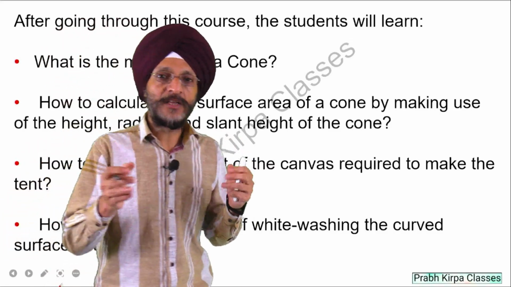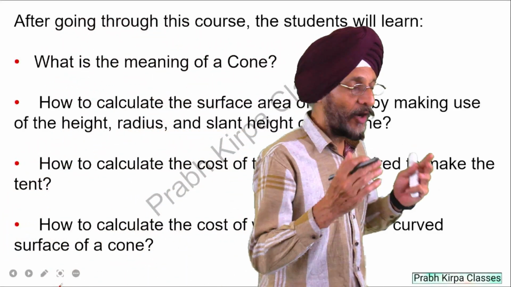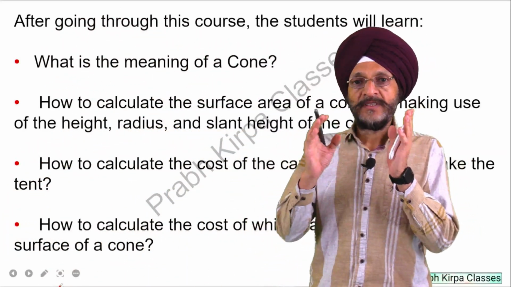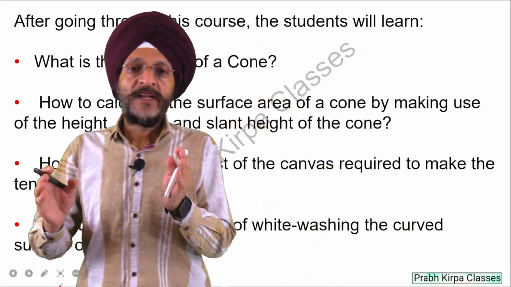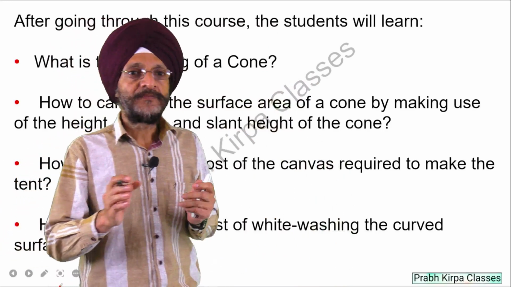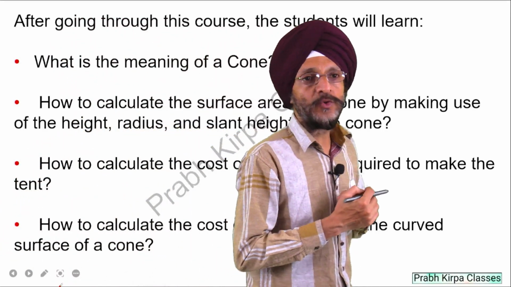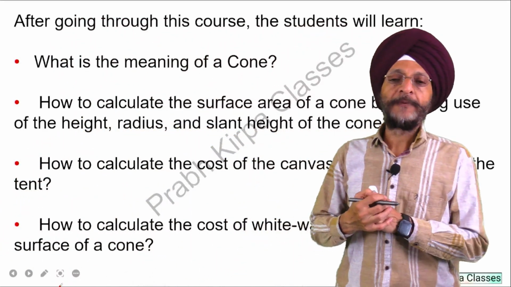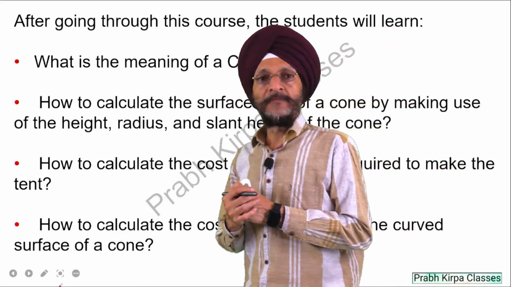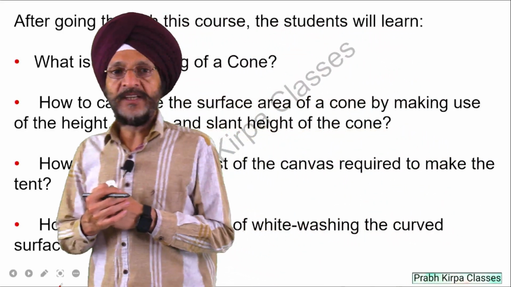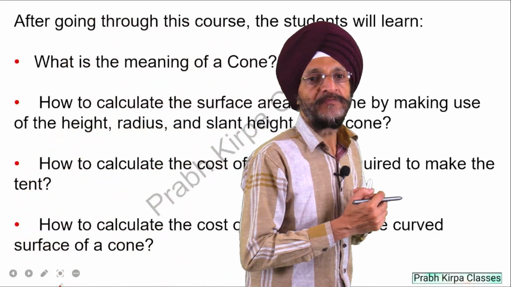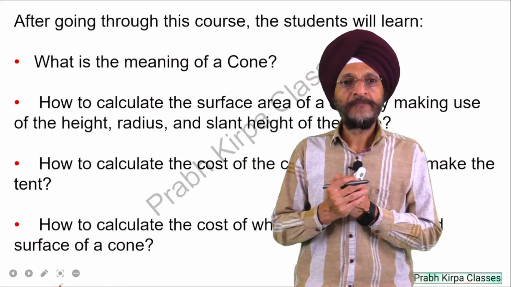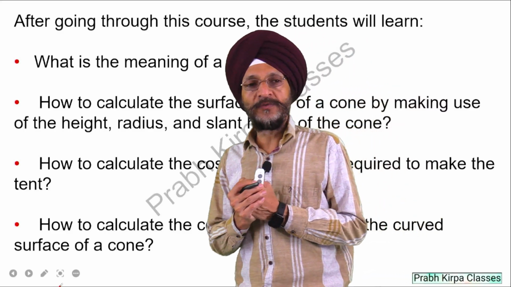The students will also understand how the radius, slant height and height are related to each other. The students will also understand how to calculate the cost of canvas required to make the tent. The students will also learn how to calculate the cost of whitewashing the curved surface area of the cone.